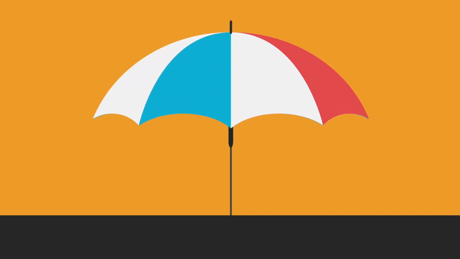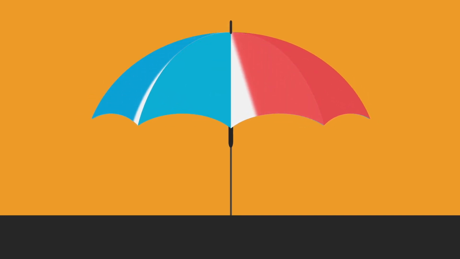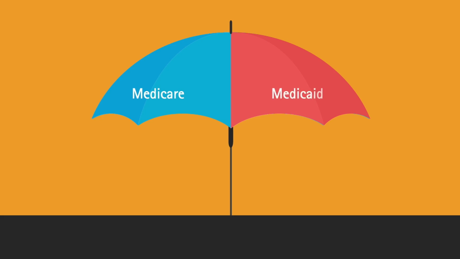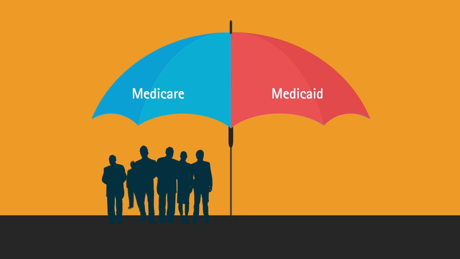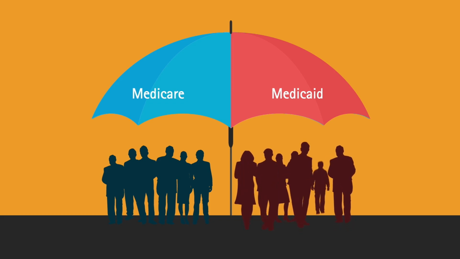For those populations who are not covered by private insurance, there are two government-funded plans, Medicare and Medicaid. Medicare is intended for uncovered or undercovered elderly and disabled people. Medicaid is for poor and disabled.